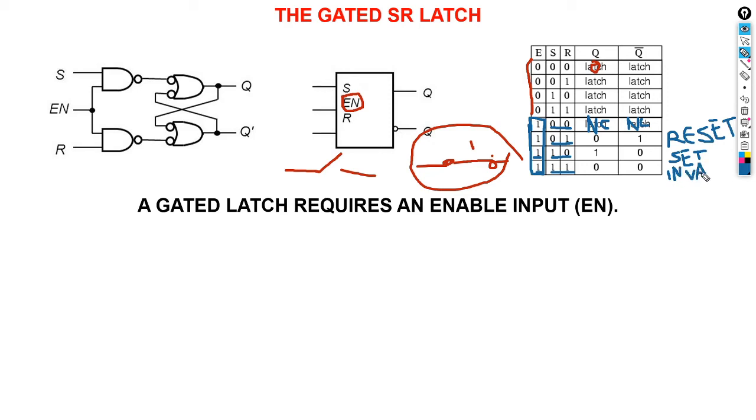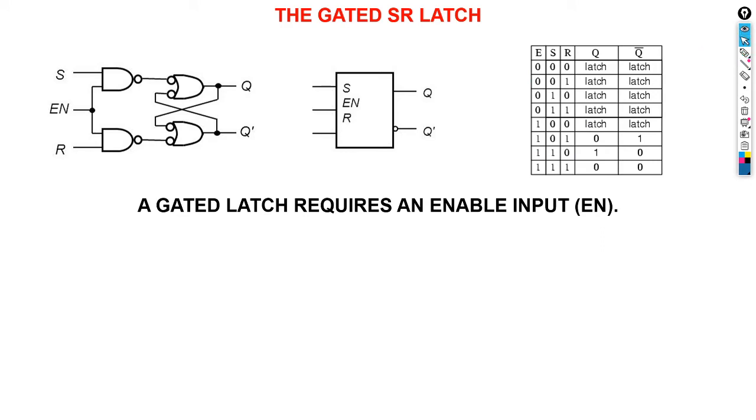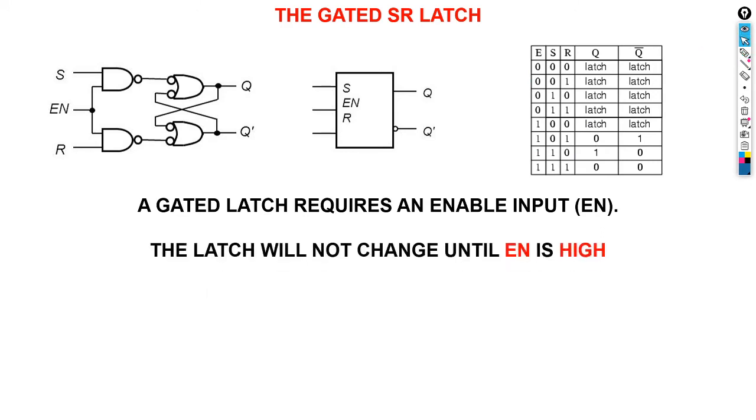It's invalid, which means we're going to get a 0, 0 there. Okay, so that's how we operate with this gated SR latch. In order for this, as we said, the latches will not change until the enable is high. Until this guy is 1, nothing will happen. Everything will be equal to 0.